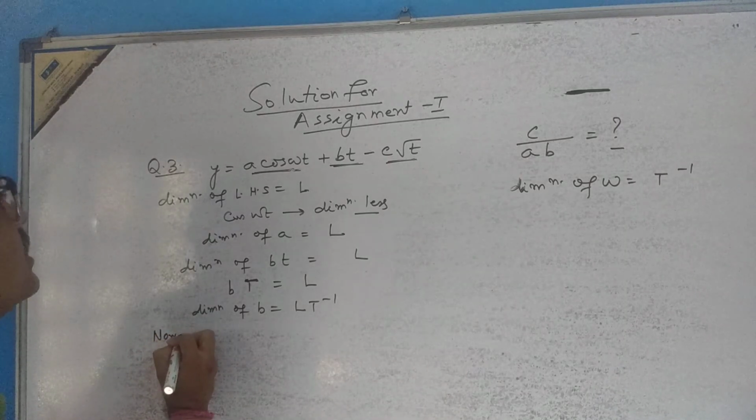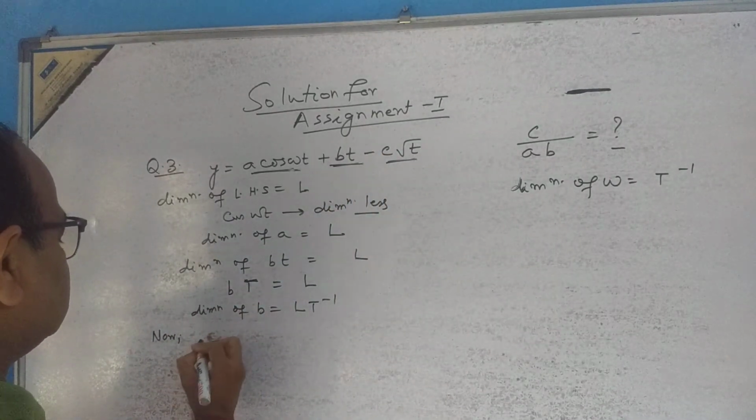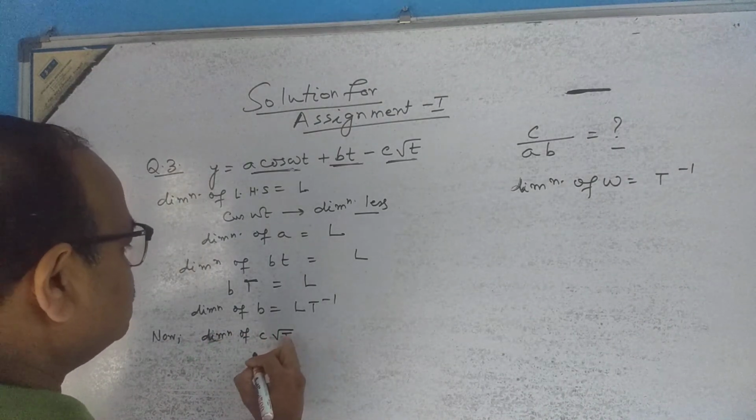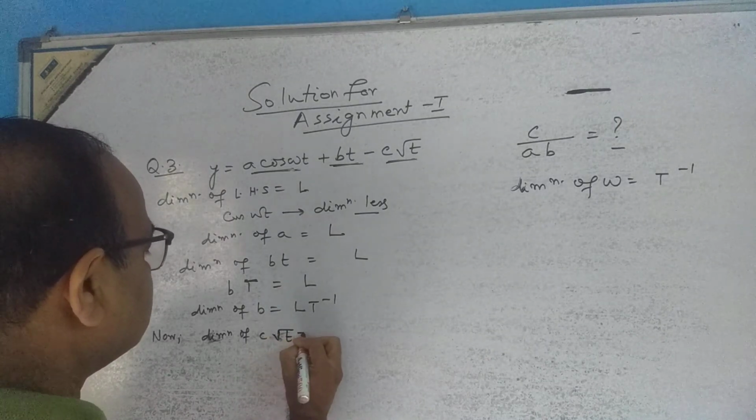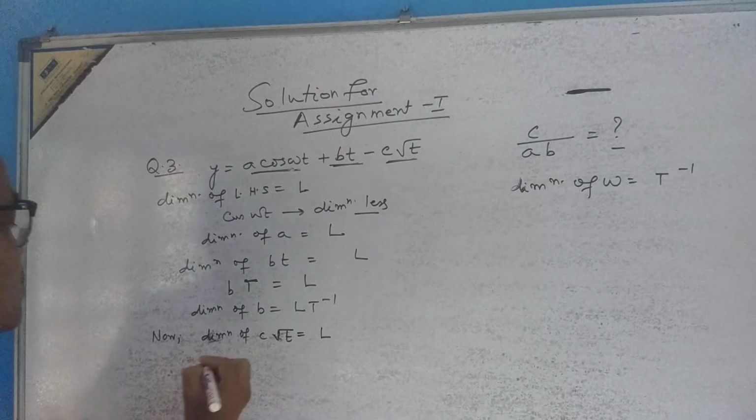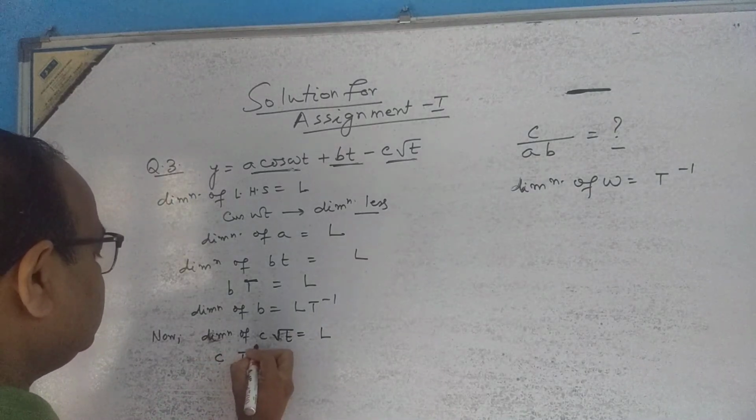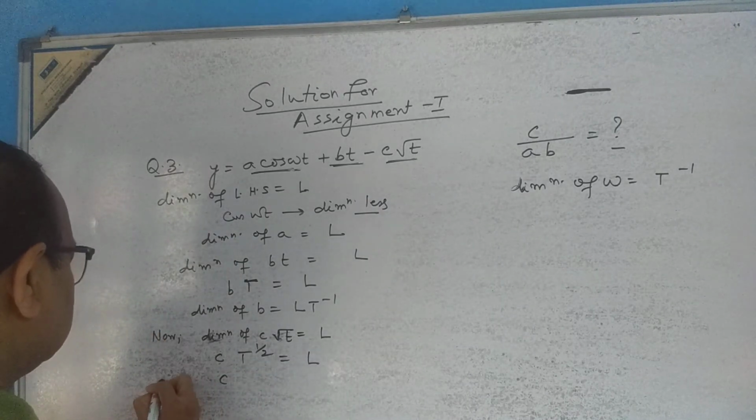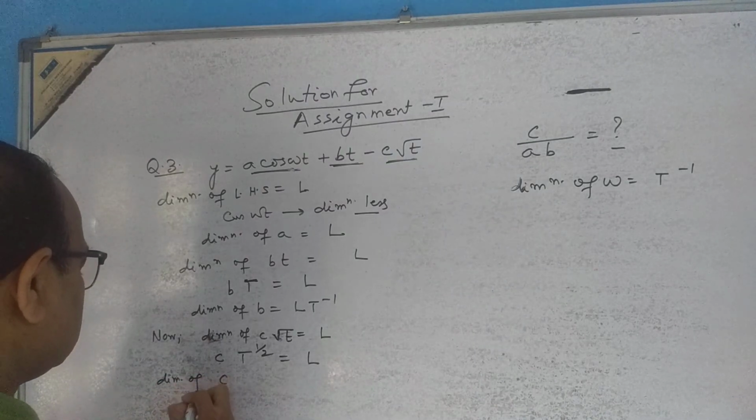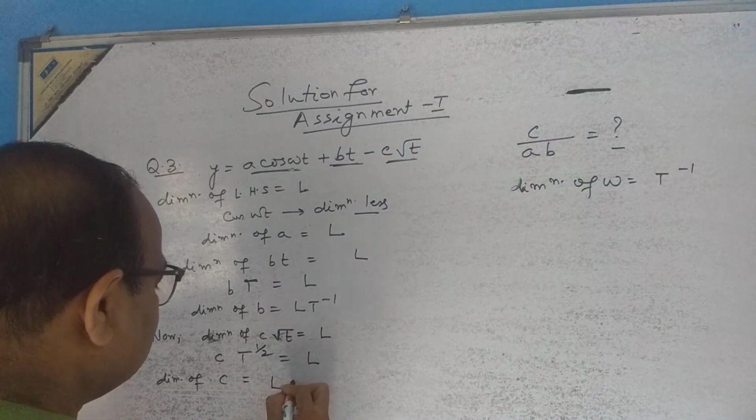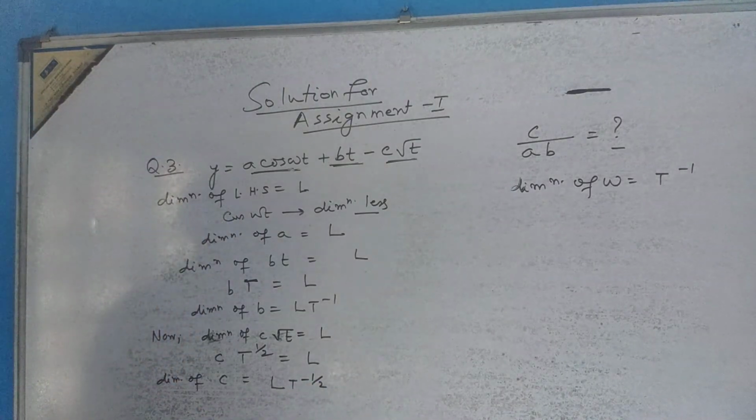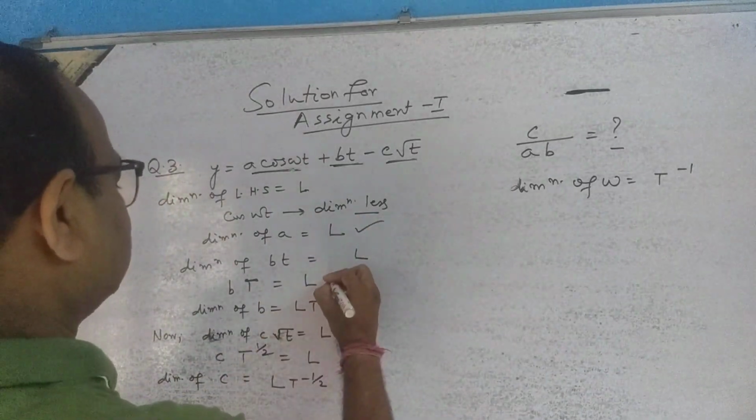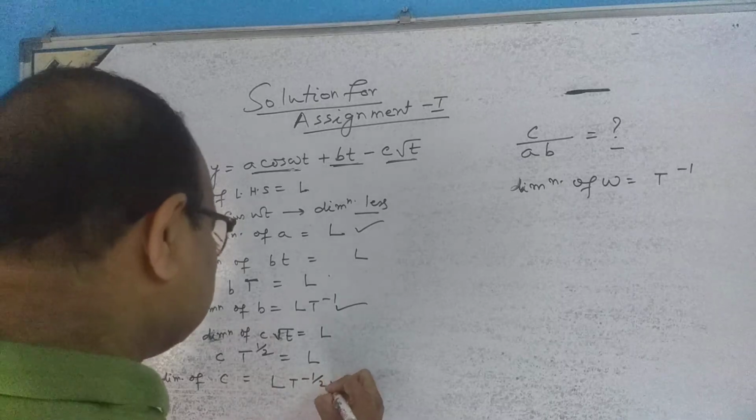Now I consider C. I write here the dimension of C root t should be L. So C into t to the power half should be L. So the dimension of C should be L T to the power minus half. Agreed? So I have got the dimensions of A, B and C.